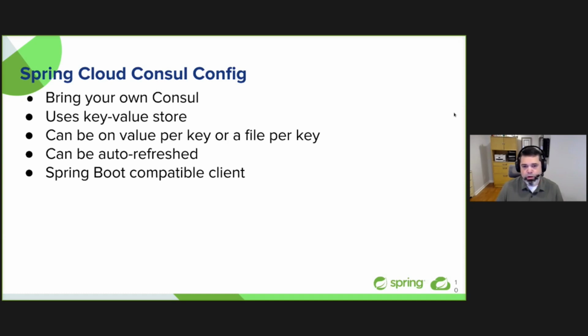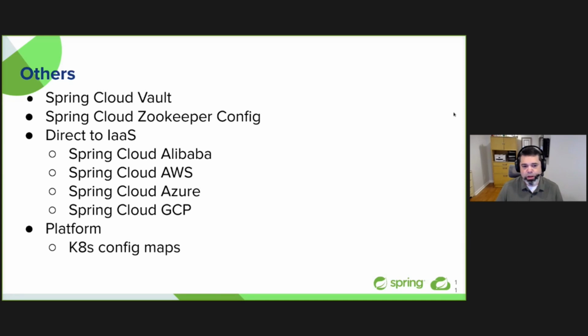There are additional ways that we can inject configuration. You can go to Vault directly. We also support Zookeeper, and then also direct to the stores from our different IaaS partners as well. And this doesn't preclude you from doing things like config maps that Spring Boot 2.3 added support for. So you can definitely use whatever fits your architecture the best.